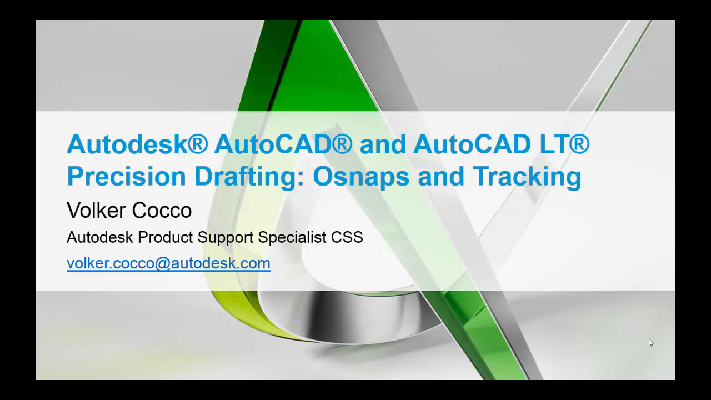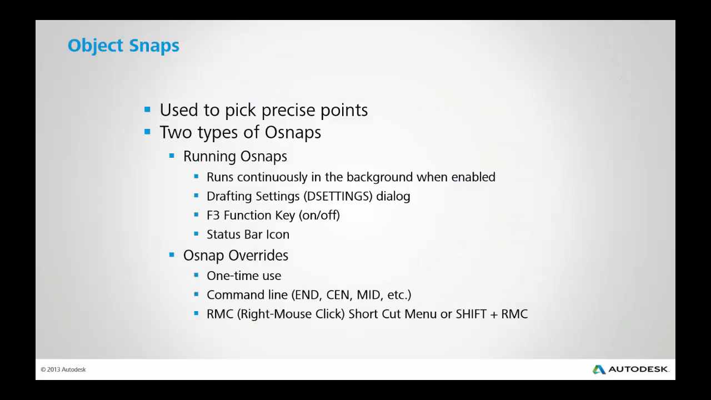I'd like to thank you for joining me in this AutoCAD Hangout session on precision drafting using OSNAPs and OTrack. So, object snaps. These are drawing aids which are used to pick precise points in AutoCAD. They're meant to be enabled when needed and disabled when not needed.